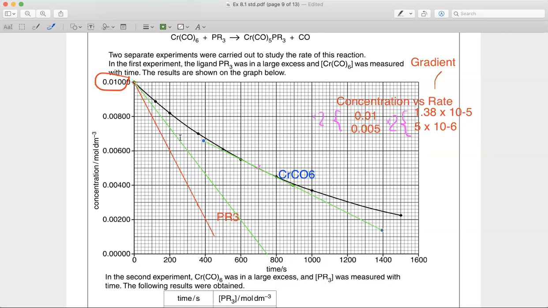So this is the second method of finding the order of chromium. You just need two concentrations and two rates, and then you look at the relationship: as you increase the concentration, what happens to the rate? You might get a better number depending on how you draw your tangents.